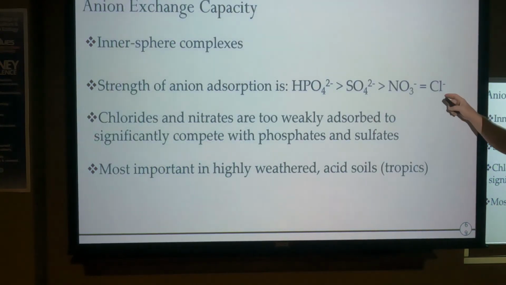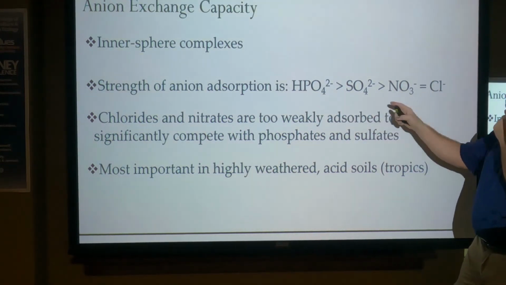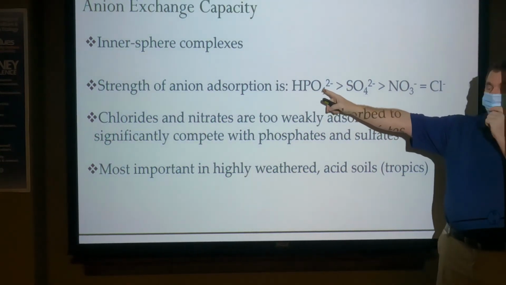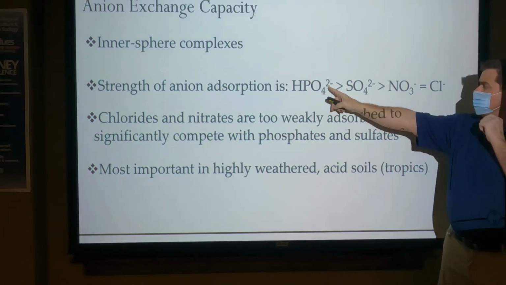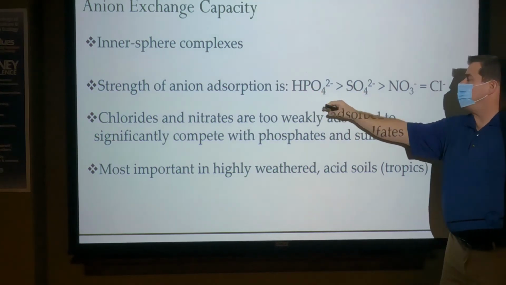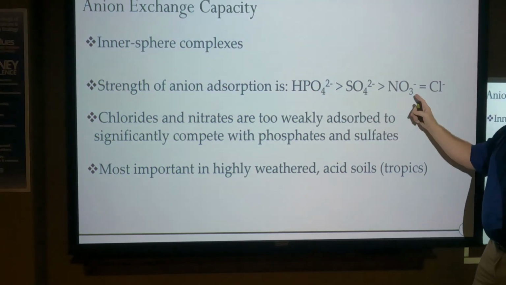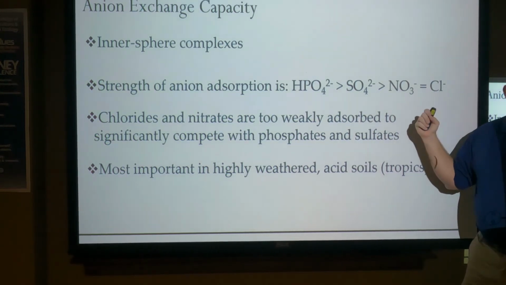Back to our inner-sphere complexes. This is also the lyotropic series for our anions, again the charge. So we have this extra charge here, and we also have another hydrogen that's adding to some of this charge, followed by sulfate, nitrate, and chlorine, which are going to be the same because they only have a -1 charge.